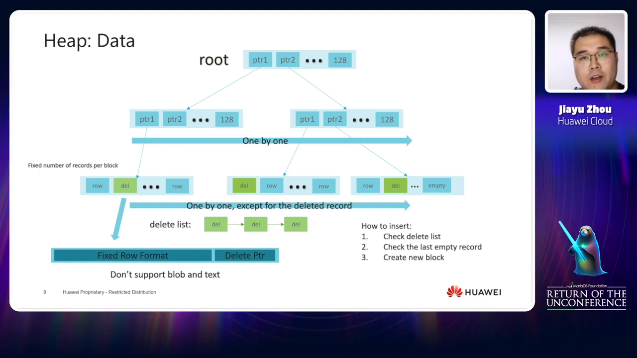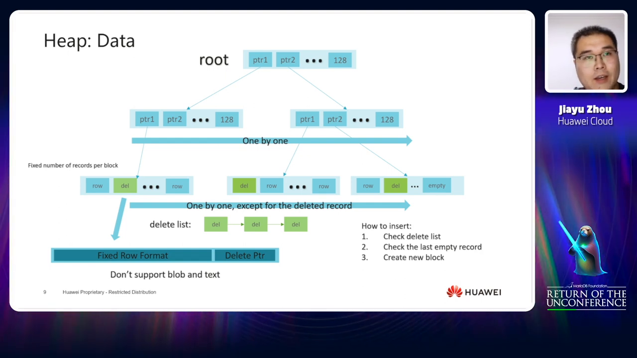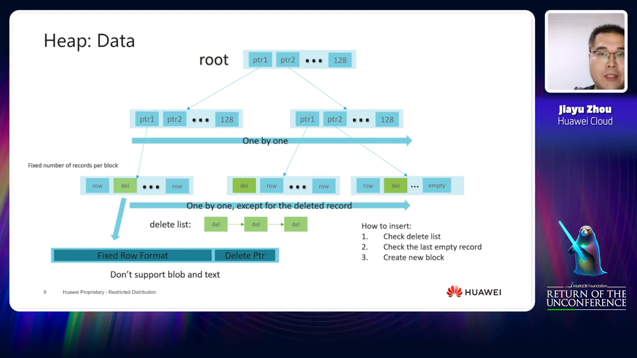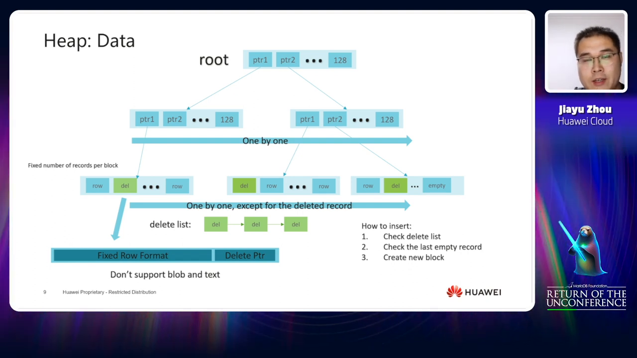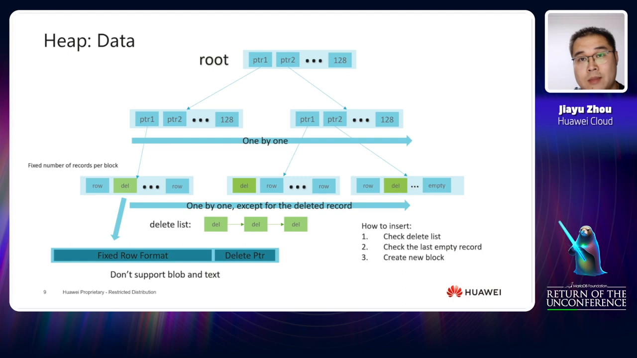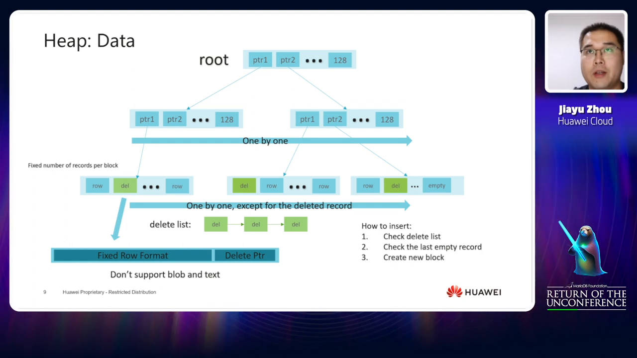And how to insert a new record? First, the Heap engine will check if the delete list is empty. If the delete list is not empty, we can just reuse the space in the delete list. We can reuse the memory. But if there is no deleted record, we will check the last empty record in the bottom layer. If there is still space, we can just insert the raw record into it. But if there is not any free space, we can just create a new block and put the raw record into the new block.